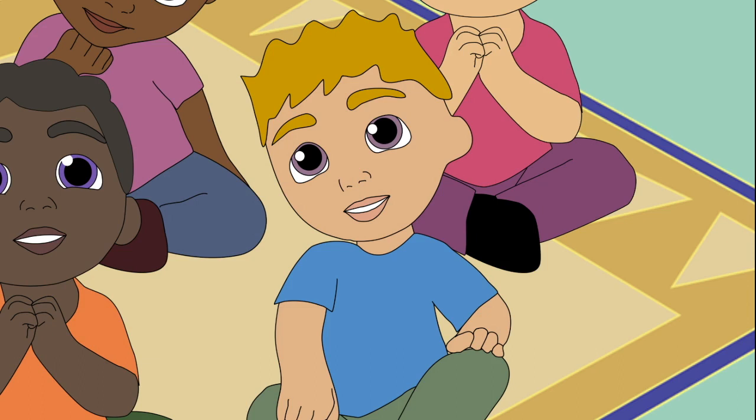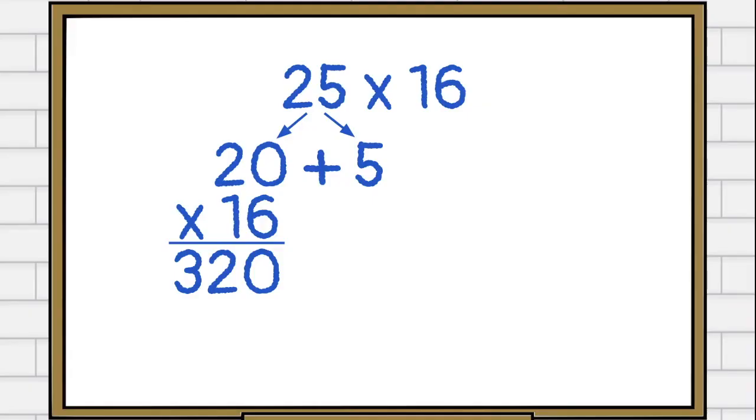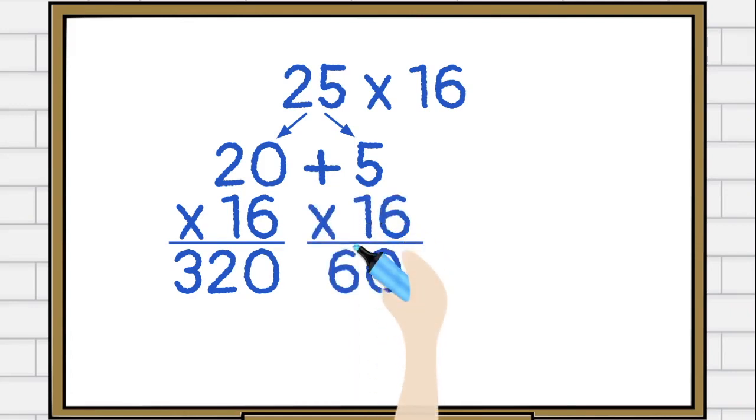I got 380. I broke the 25 into 20 and 5, and then I did 20 times 16, which is 320. How did you know 20 times 16 is 320? Because 2 times 16 is 32, and then I just put a 0 on the end to make it 20 times 16. So then I needed to do 5 times 16, which is 60, and then I added those together. 320 plus 60 is 380. The teacher should be writing all of this on the board step by step as the student explains it.